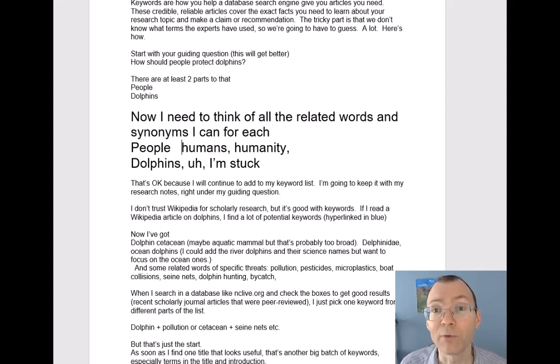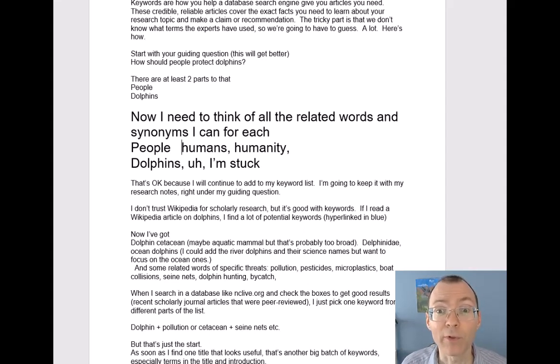that will improve your power to find information. Now, when I start out, my first couple of keywords I'm going to get from my guiding question. My best guiding question so far is probably not great, but I've got how should people protect dolphins? Because I've done a little casual reading, and I think most of the threats to dolphins are from people. Anyway, to find keywords, let's start with the nouns in my guiding question. I've got people and I've got dolphins.